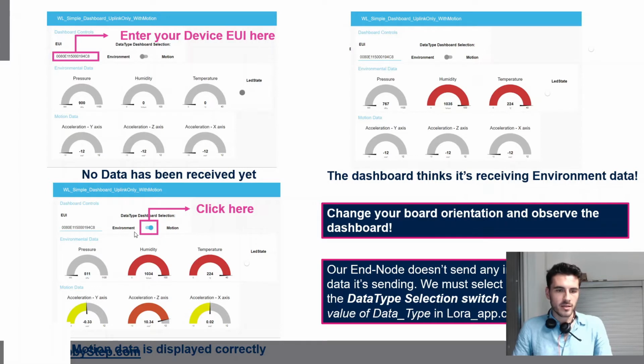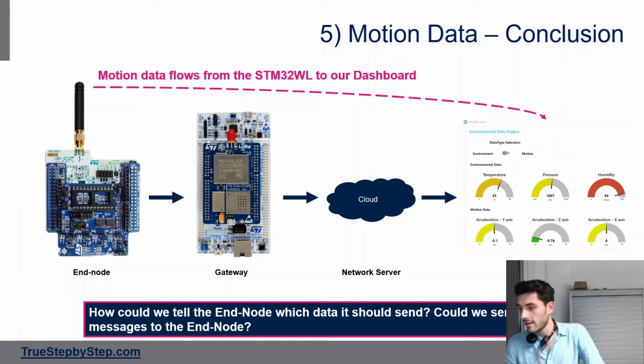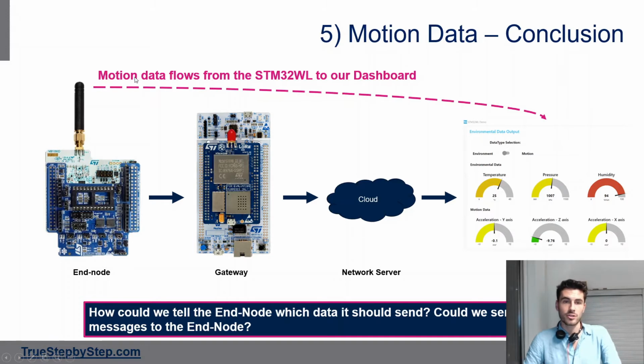But then by toggling this switch here, we actually tell the dashboard, wait, we are actually displaying motion data here. And by doing so, we end up with this, and we can see here that we have the gravity along the z-axis. And that will be the end of the hands-on. We will have motion data flowing from the STM32WL to the dashboard. We will look at that later, but the next steps then will be downlink communication, but that will be in a separate video.